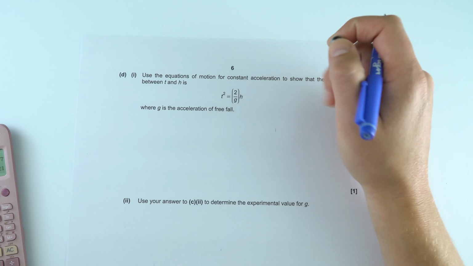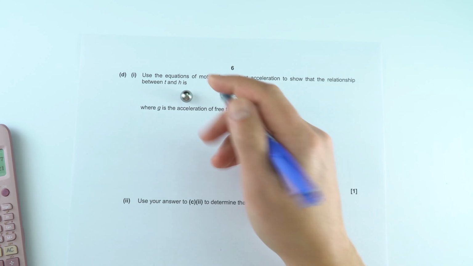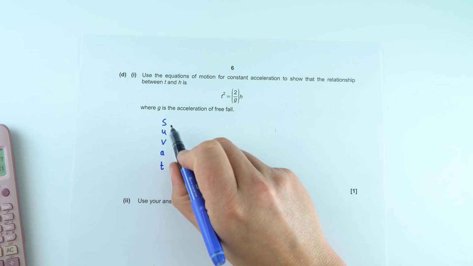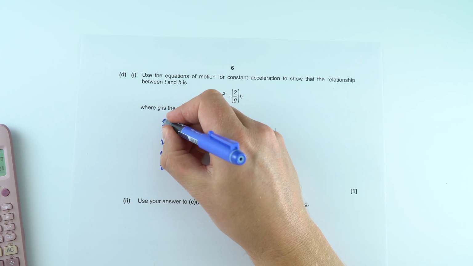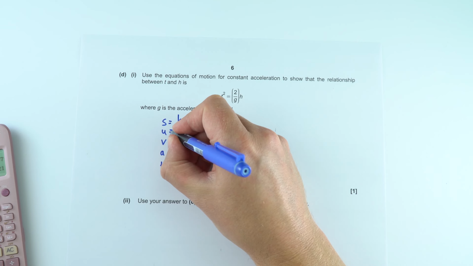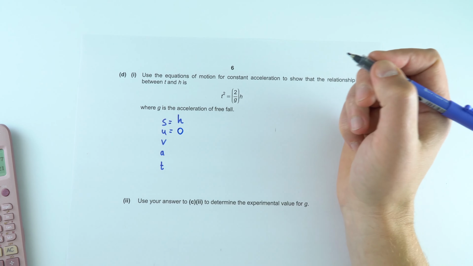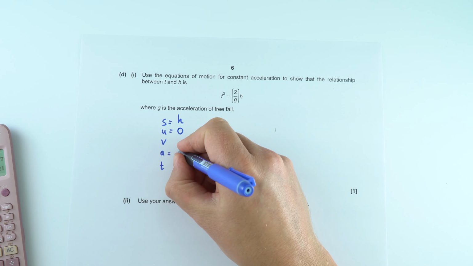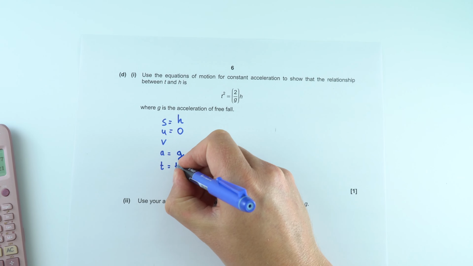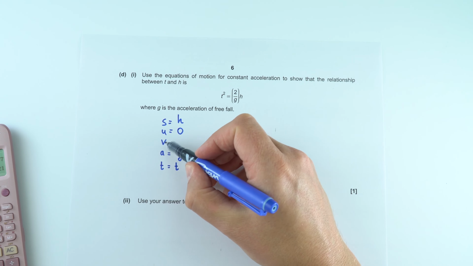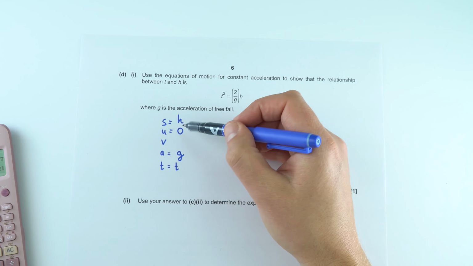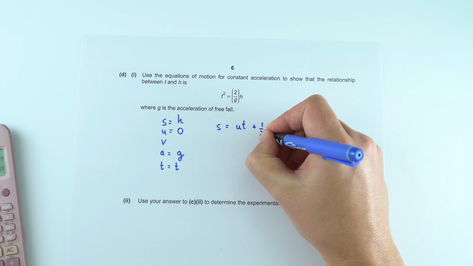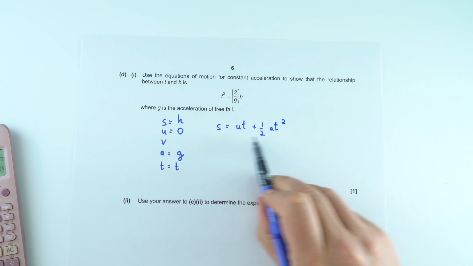So now we're going to use some SUVAT equations to show that this relationship is true. For the ball which is dropping, I'm going to write down S, U, V, A and T. The height that it drops through, the vertical displacement S, is going to be called h. We know that it was initially at rest, so U is 0. The acceleration is due to free fall, so that's equal to g, and T is just T. We're not concerned with the final velocity at this point. So which equation can we use that doesn't have a v in it? The one we're going to use is S equals ut plus a half at squared. So that's my SUVAT equation.